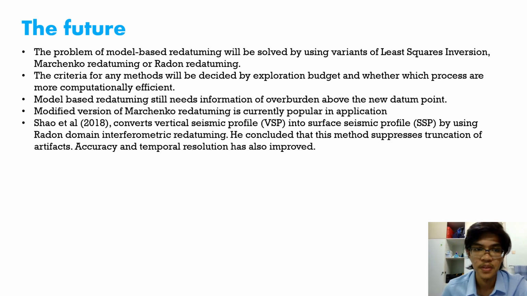So Xiao in 2018 studied vertical seismic profile and changed it into surface seismic profile by using radon domain interferometric redatuming. He concluded that this method suppresses truncation artifacts, and accuracy and temporal resolution have also improved with this method.